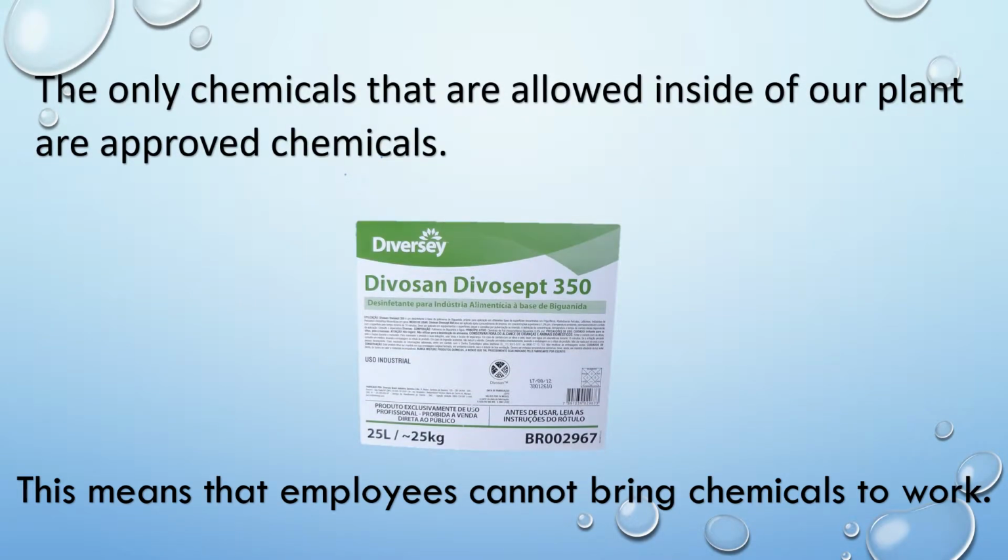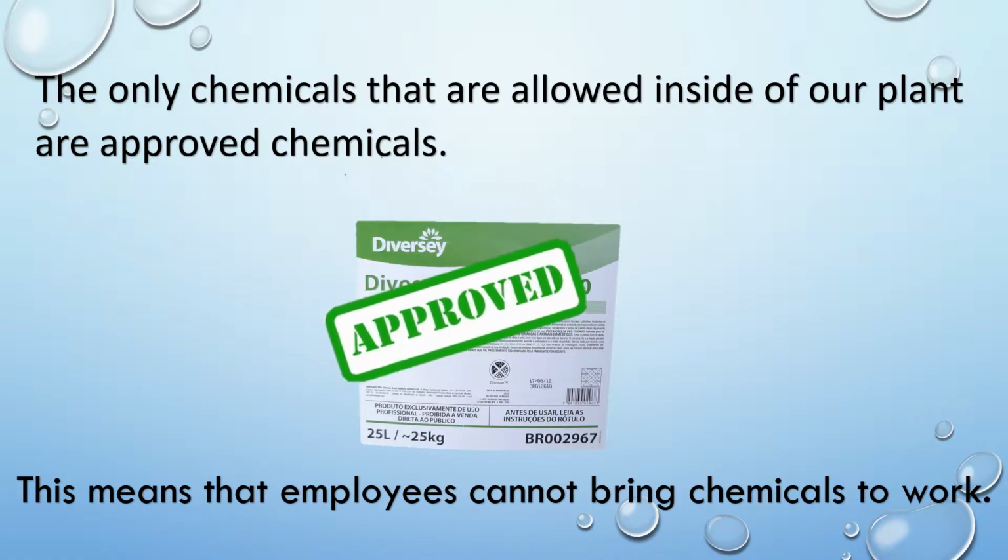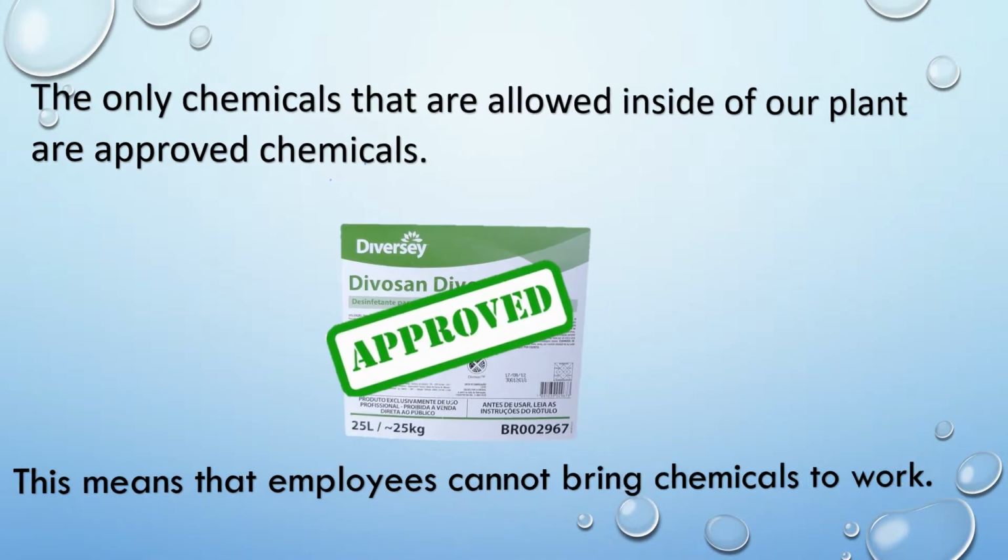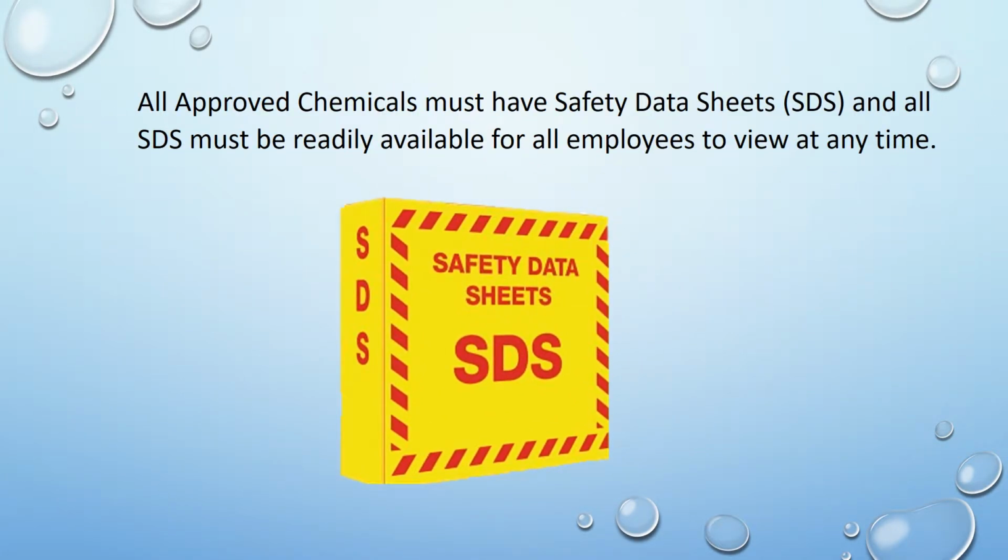The only chemicals that are allowed inside of the plant are approved chemicals. This means the employee cannot bring chemicals to work. All approved chemicals must have safety data sheets, and all safety data sheets must be readily available for all employees to view at any time. Our safety data sheets are located inside of our break room.